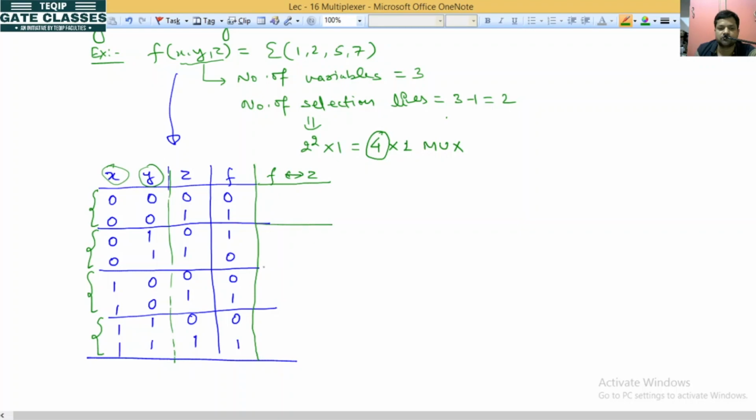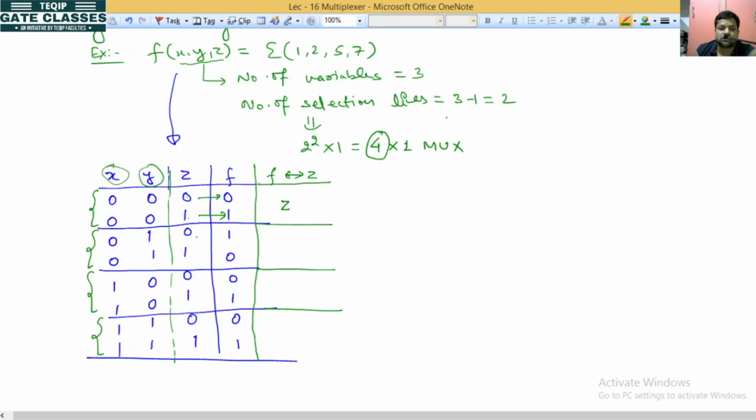So we have to see the relation between F and Z. What is the relation between F and Z? When the XY value is 0 0, in that case the value of Z is the same as the value of the function output. So in place of 0 or 1 we can write Z here, because whatever the value of Z is, that is the value of our function.